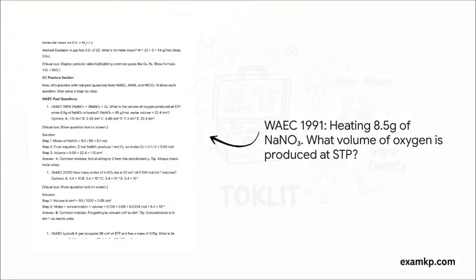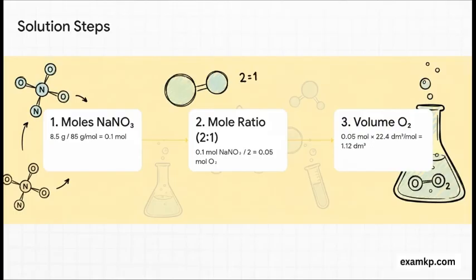Here's a classic from a WAEC paper. We're given a mass of sodium nitrate, and they want to know the volume of oxygen gas we get when it's heated. This looks like a perfect job for our stoichiometry tool. So we just follow our steps. First, get the mass into moles. 8.5 grams divided by the molar mass, 85, gives us exactly 0.1 moles.